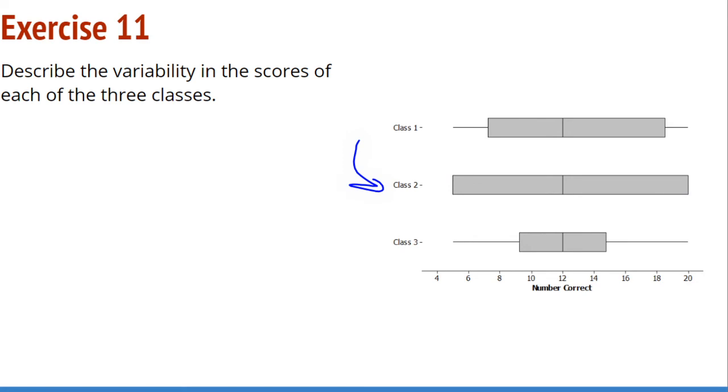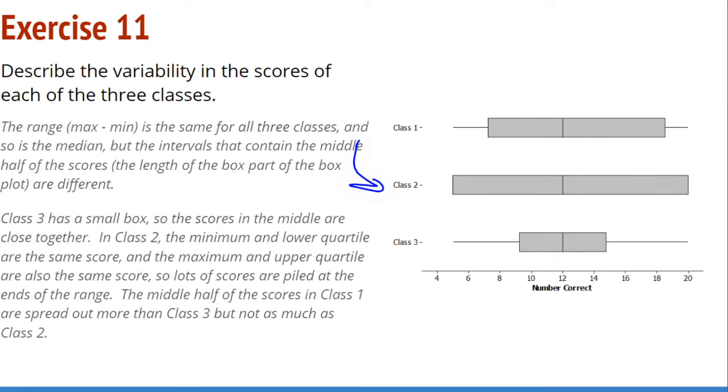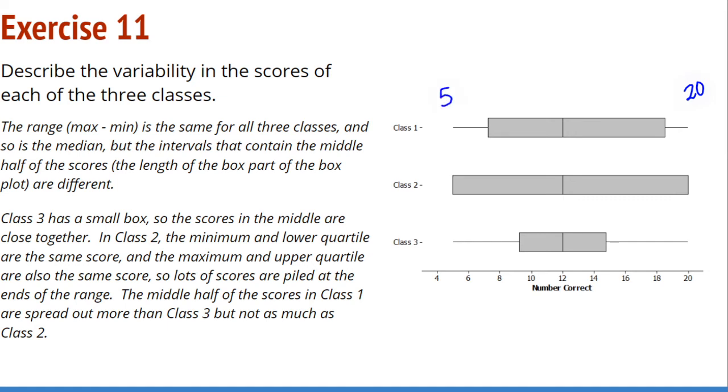All right, here we go. Looking at some variability. So the range, the maximum minus the minimum, is the same for all 3 classes. The maximum for each and every one of them is 20, and the minimum for each and every one of them appears to be 5. So they're all covering a range of about 15. That's interesting. They all have the same range, but we're seeing 3 very different box plots.